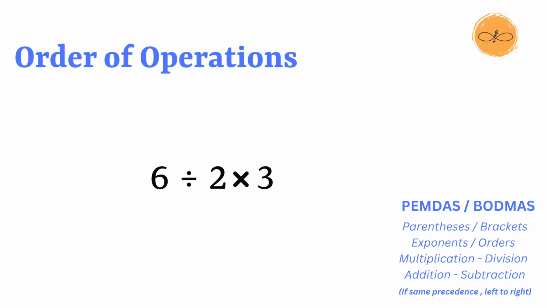Now we continue the order of operations. This expression only contains multiplication and division, so these are operators of equal precedence, so we'll evaluate them from left to right. Starting on the left, we have 6 divided by 2, and 6 divided by 2 is equal to 3. Now we are left with 3 multiplied by 3, which gets us to the correct answer of 9. Without any doubt this is the actual correct answer.